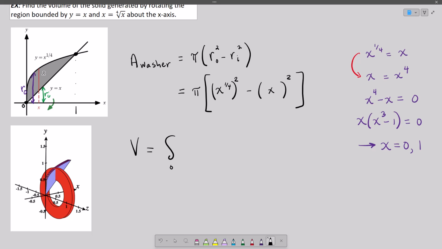So that allows us to build our volume formula. We will integrate the area function from 0 to 1. And this 0 to 1 is on the x-axis. This is our domain down here. The domain is always perpendicular to your representative rectangle. The thickness of this representative rectangle is dx, which tells us we have to integrate with respect to x. So we will integrate pi multiplied by x to the 1/2, subtract off x squared dx.